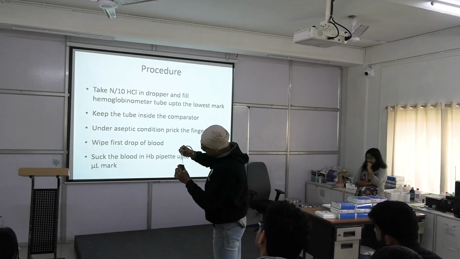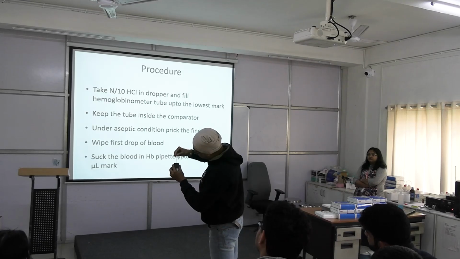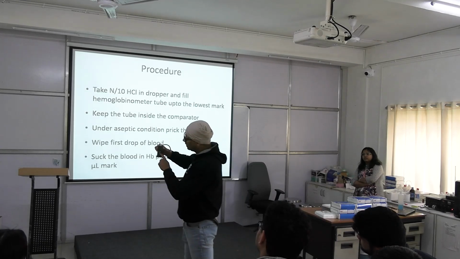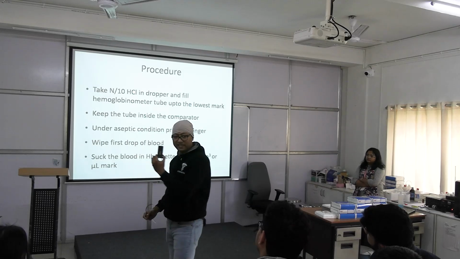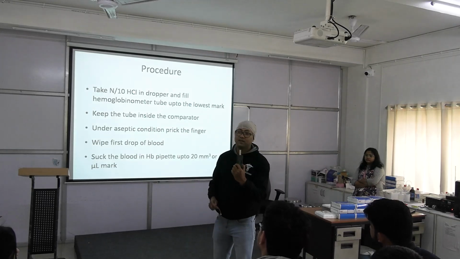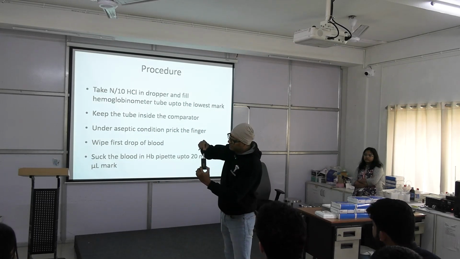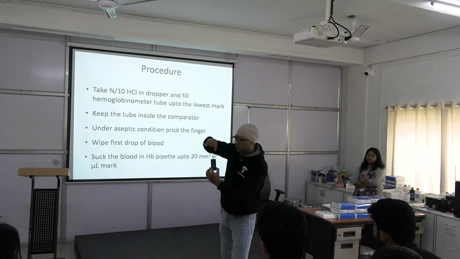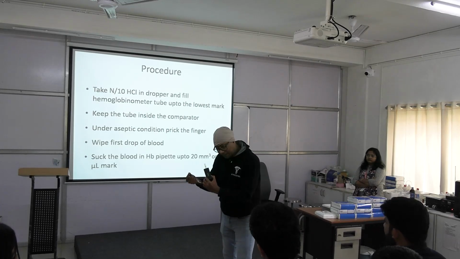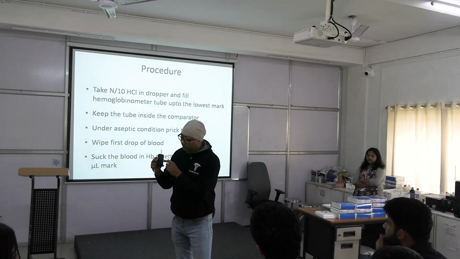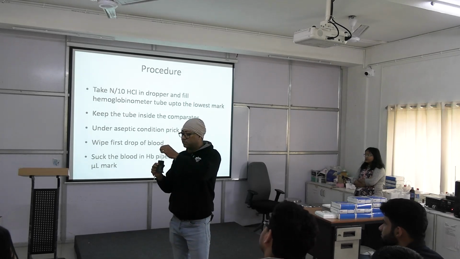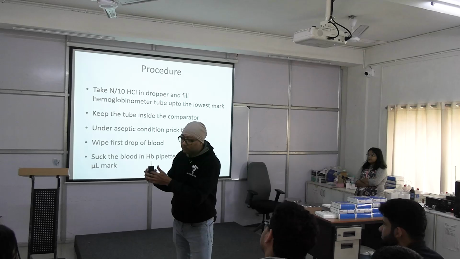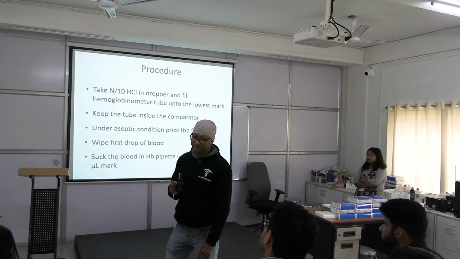Now if I put it here, in between there will be dark brown and on both sides light brown. Now I will add N/10 HCl drop by drop and stir until a point where the color within the hemoglobinometer tube matches with the color on both sides.